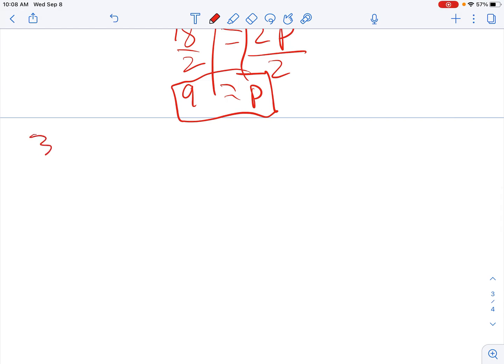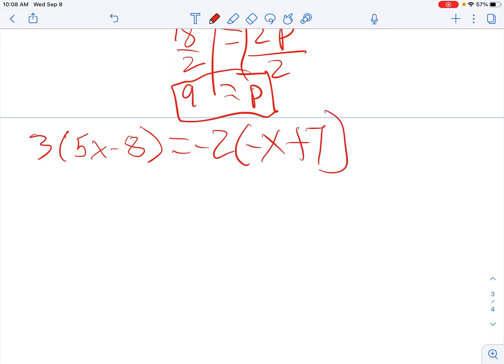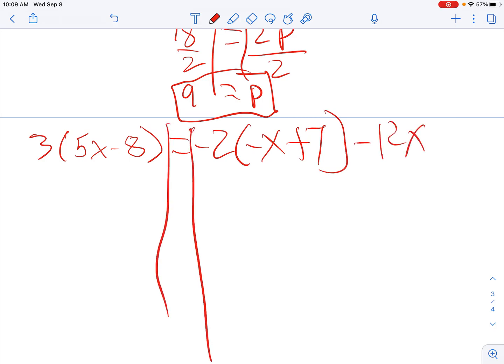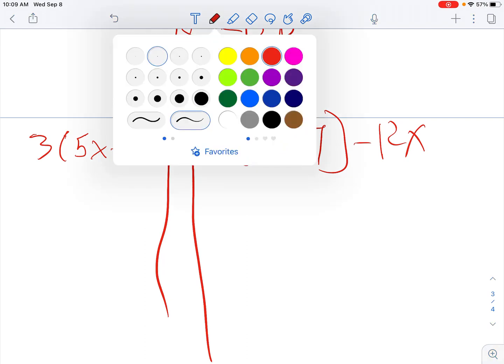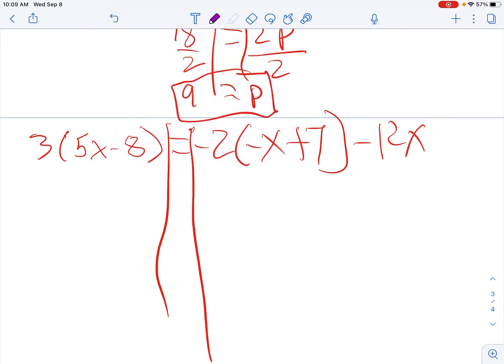We can also solve problems using the distributive property. So for example, 3 parentheses 5x minus 8 equals negative 2 parentheses negative x plus 7 subtract 12x. Now, we got to simplify things first before we start combining stuff. Because we have an x here and no x here, we can't simplify. Same deal here. I don't know what x is, so I can't simplify anything in my parentheses yet.